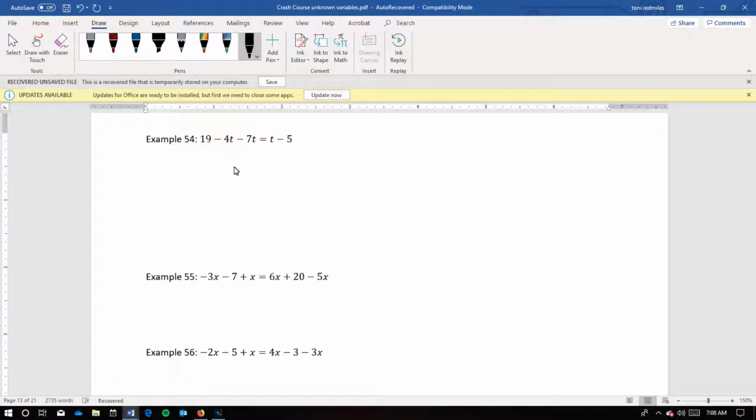All right, let's do this one. All right, the first thing I want to do is get these two together. That's going to give me 11t, and it's going to be negative. All right, I'm going to bring the 11t to the other side because that's going to make it positive.